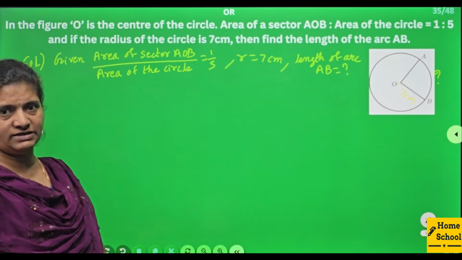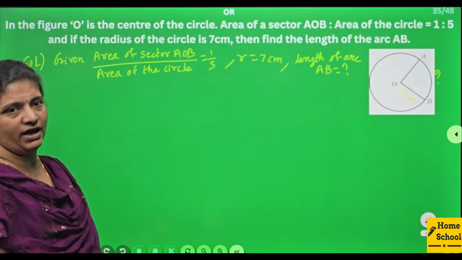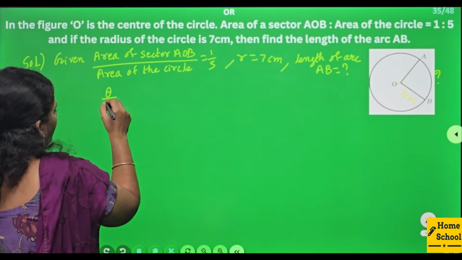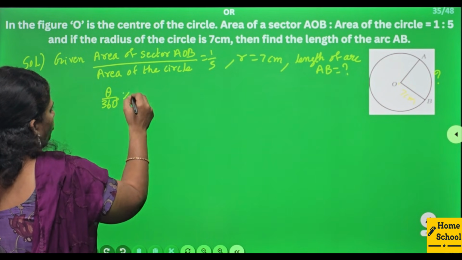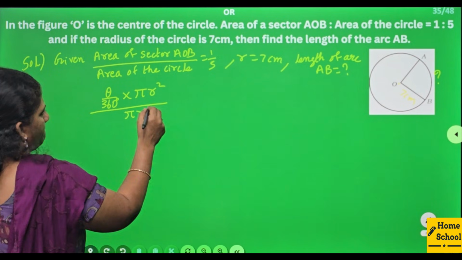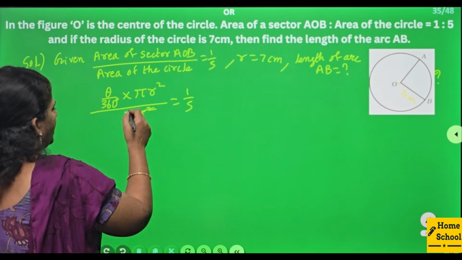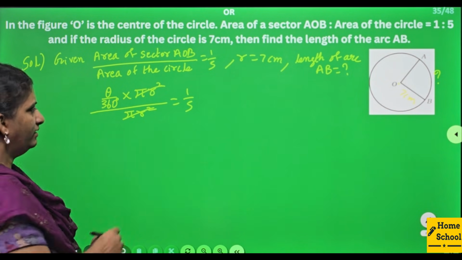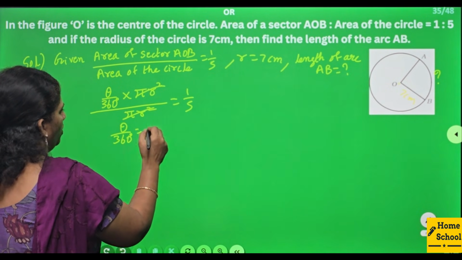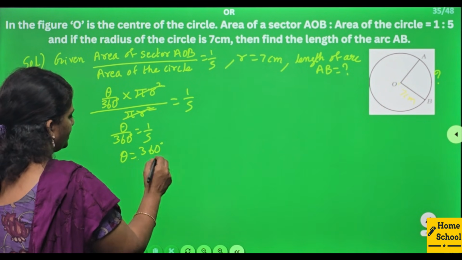How can we proceed this one? We know the formula, area of the sector by area of a circle. Write it here. What is area of a sector formula? Theta by 360 degree into pi r square by area of a circle is pi r square is equal to 1/5. Here pi r square will be cancelled and theta by 360 degree is equal to 1/5. Cross multiply, theta is equal to 360 degree by 5.